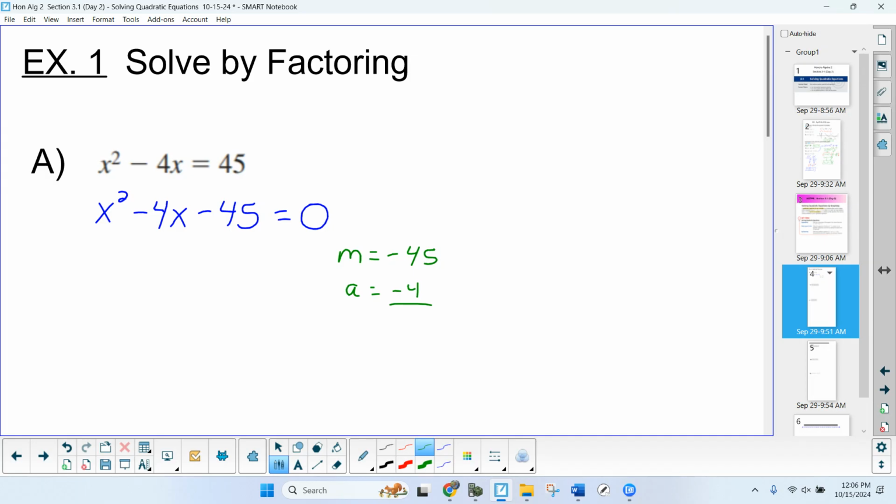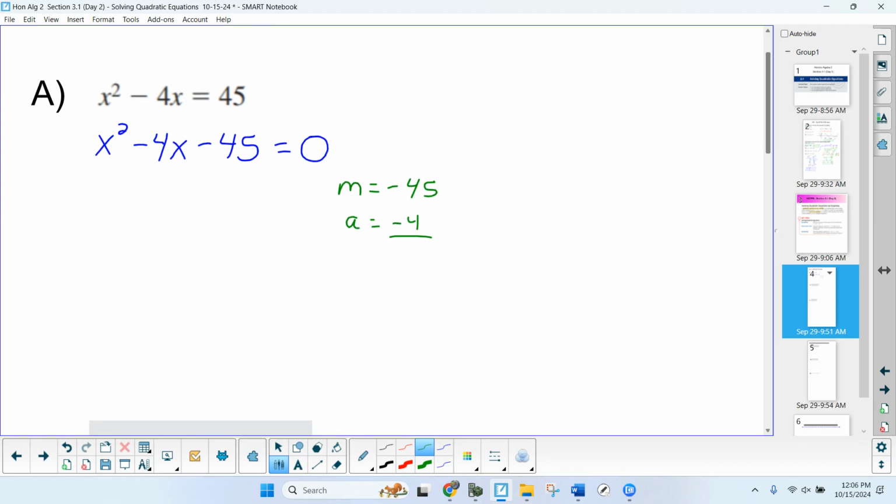Let me know when you figure it out or when you remember. Got it? Negative 9 and positive 5 multiply to give me negative 45. Yep. Add to give me negative 4. So, Jack, how does this factor then? Right, since a is 1, life is easy. You just factor it into what? x minus 9, x plus 5. Good.